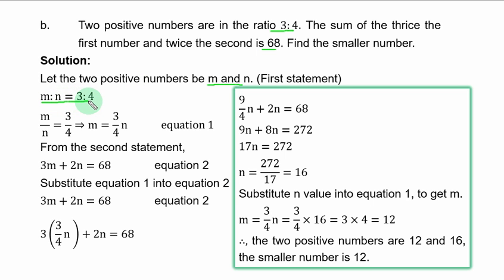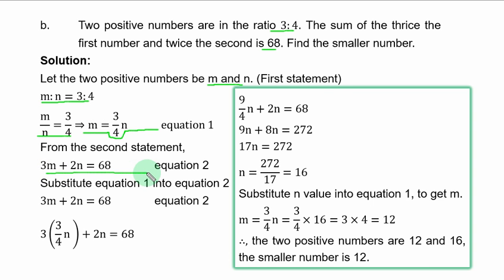If you express the ratio as fractions, you have m over n equal to 3/4. Let's express m in terms of n. So you have m equal to 3/4 n. Let's call this equation 1. From the second statement, if you multiply the first number by 3, that is 3m, and add it to twice the second number, 2n, the result is 68. This is what you have here. You call that equation 2.